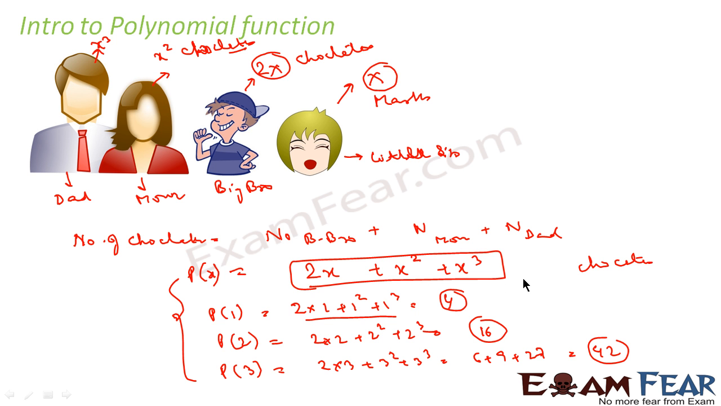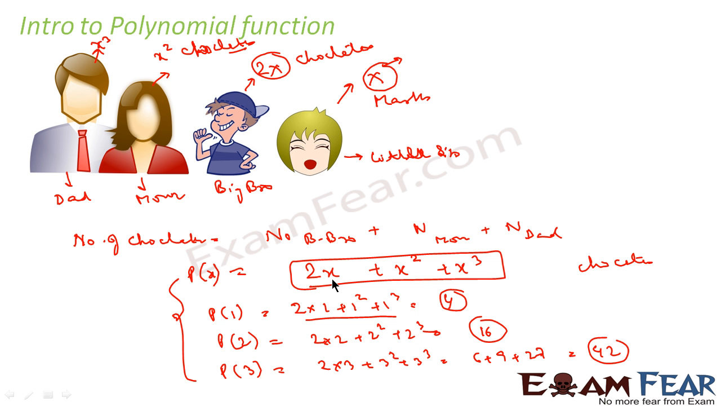And the degree is 3 because the maximum power is 3. This is a polynomial function of one variable, and the variable is x, of degree 3 because the highest power is 3. This is one practical example of polynomial function in real life. Where do you have such a scenario? If the marks is x, I'll give you 2x chocolates, somebody says I'll give you x square chocolates, or x cube chocolates, right? And then the total number of chocolates is chocolates by brother, by mom, and by dad.